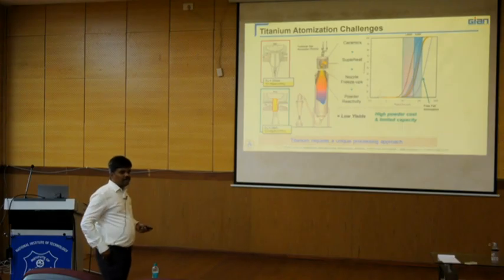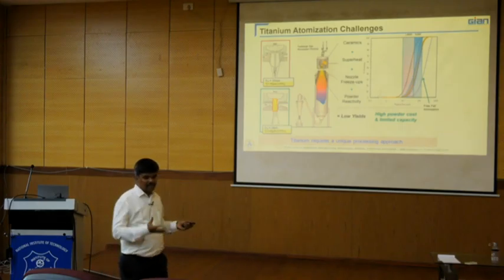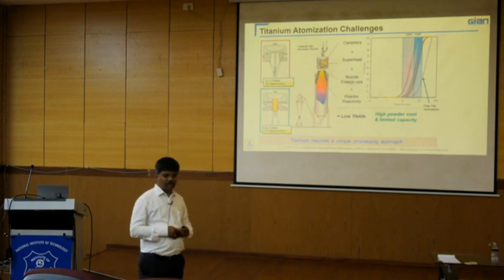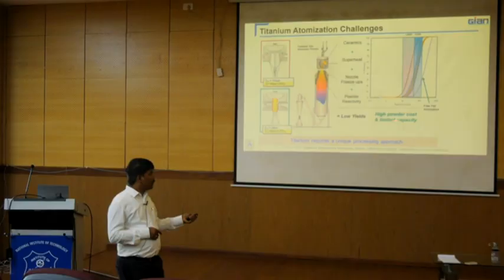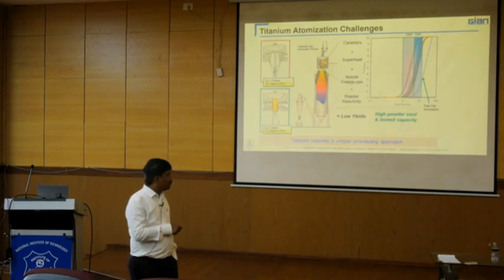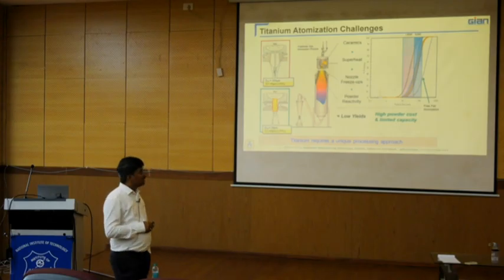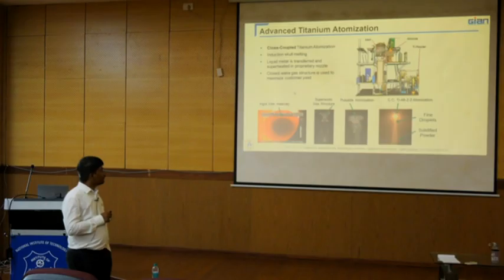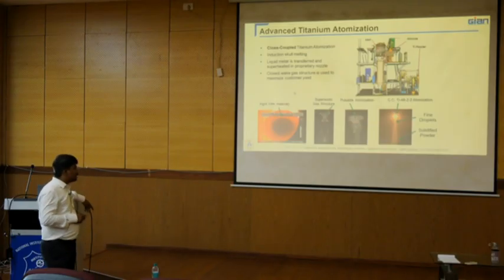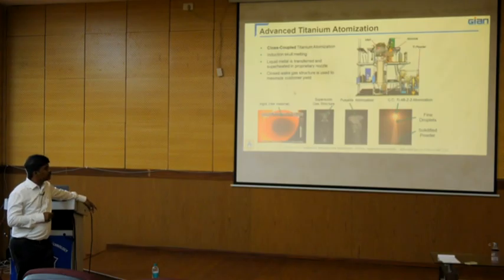That is what gives you a very low yield. It is hardly 5 to 6% of the entire amount of material yielding into a small amount of powder particles. That is what causes the high powder cost and the limited capacity. That is what plasma atomization has: a high powder cost as well as limited capacity. And if you see, this is the advanced titanium atomization developed by 6K Additive Solutions and others.